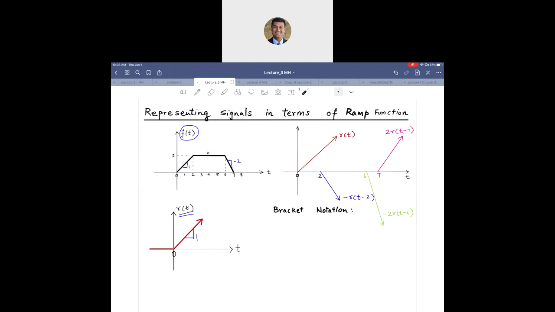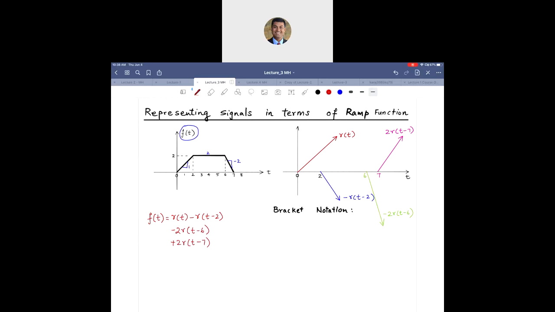Let me erase this because we don't need this anymore. I can combine all of that and express it in terms of an equation. f of t equals, what do I have? r of t, plus minus r of t minus 2, minus 2 r of t minus 6, and plus 2 r of t minus 7.